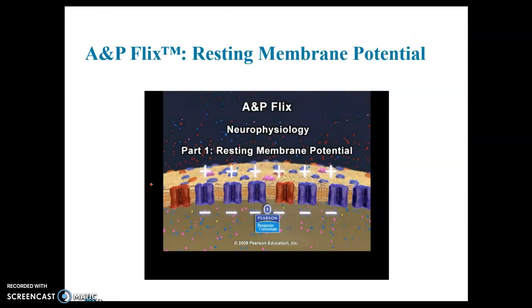Now, this is a very good animation that you really should watch on the resting membrane potential, because you will need to understand membrane potential or membrane voltage when we get to the muscle chapter, when we get to the nerve chapter. It's just going to keep on coming back. You may as well watch the animation now and start to get a grasp on the concepts. So this animation is slide 14.